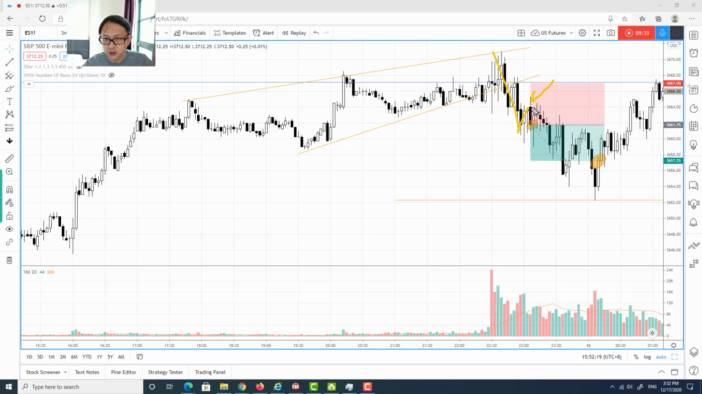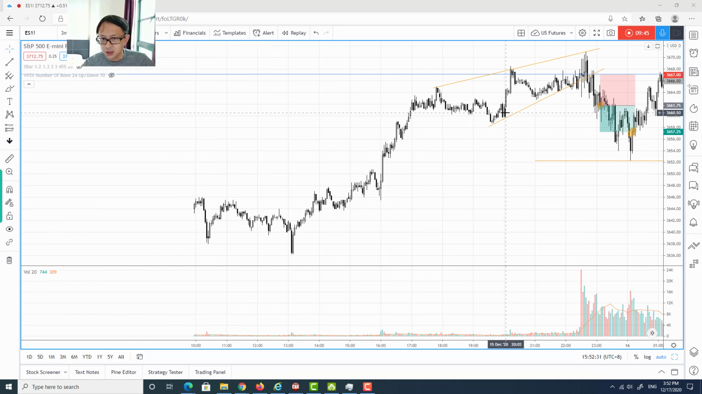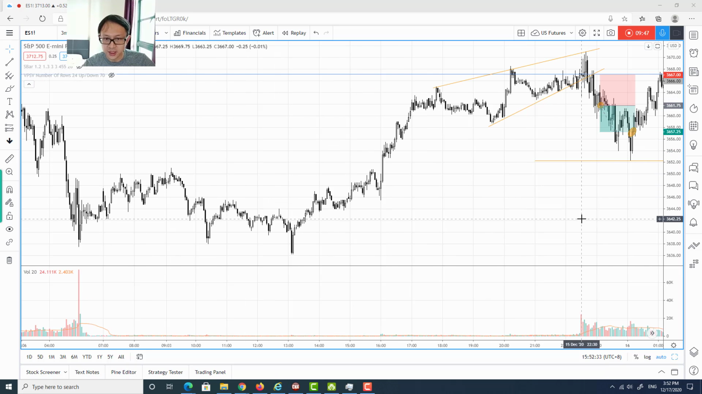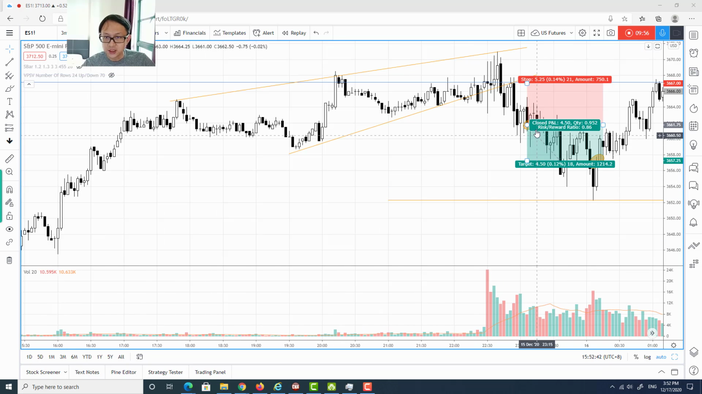Right after the close of this bearish bar, I enter a short position, anticipating a trade to the downside. I thought it could retest somewhere around at least 3650, if not 3640, the swing low level. So I just entered short right there.